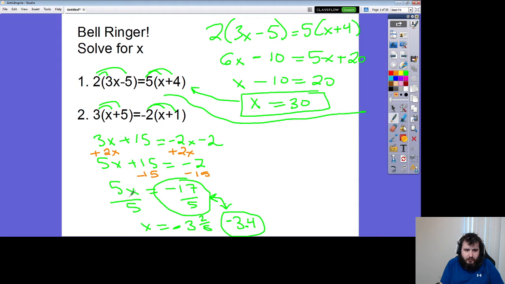And then you get 5x equals negative 17. Divide both sides by 5. And that's what you get, negative 3 and 2/5. All right, or negative 3.4, or just leave it as negative 17 over 5. Either way is fine. All right. Sorry. See you.